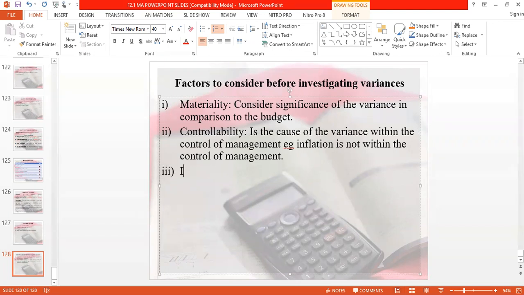Next, interdependence. The interdependence between the variances.